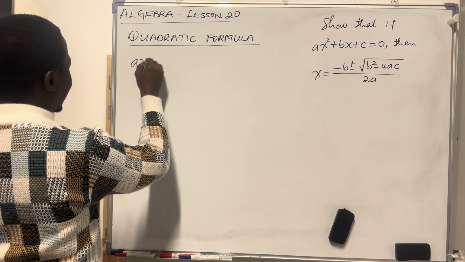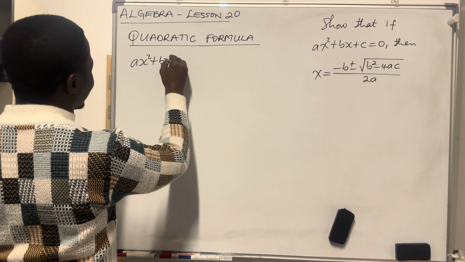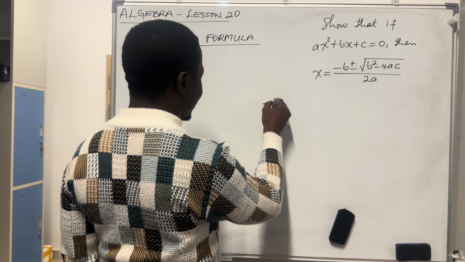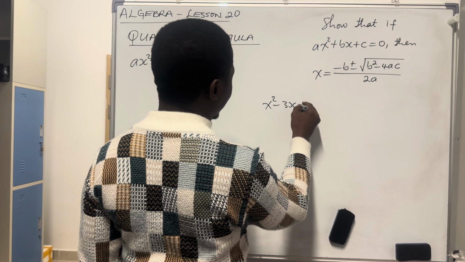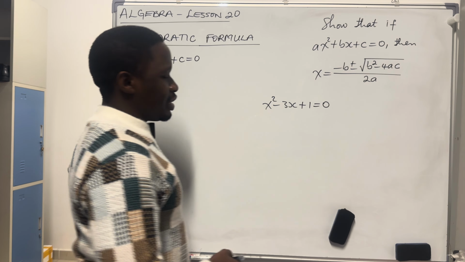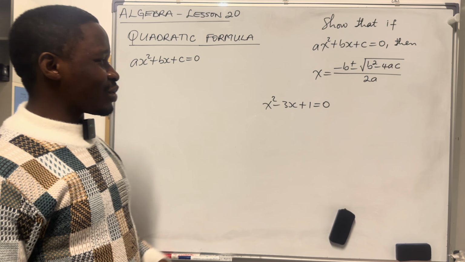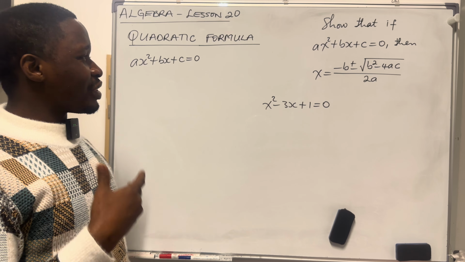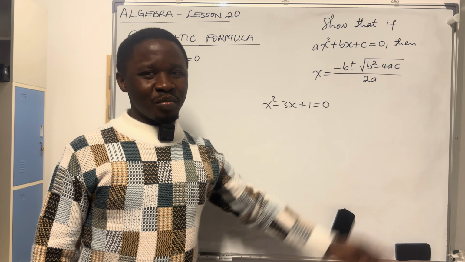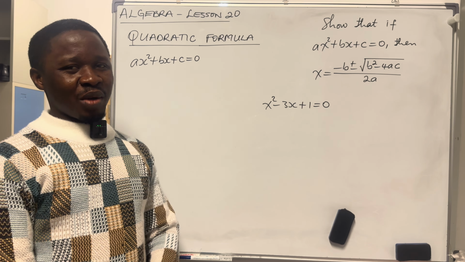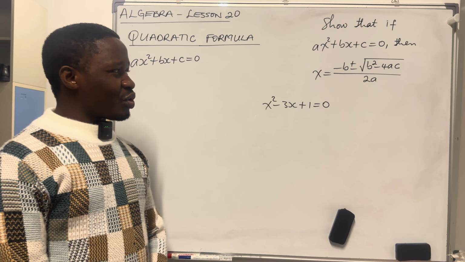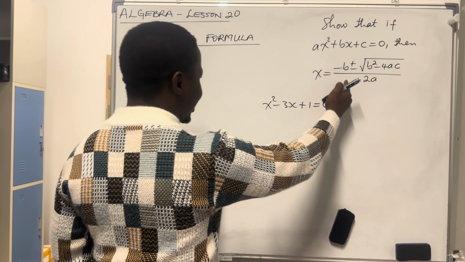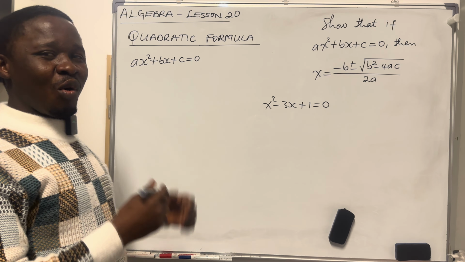Now, if ax squared plus bx plus c equal to 0. First of all, let's say x squared minus 3x plus 1 equal to 0. This is one of the quadratic equations that we cannot solve by factorization. It's not possible, unless we think of either the quadratic formula or the completing the square method. Some students are not aware that the renowned quadratic formula is derived using the completing the square method.